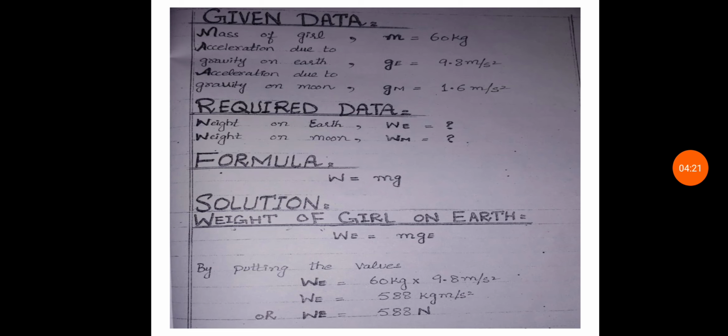Now in the solution, we first find the weight of the girl on earth. So for this, we have we equals to mge. By putting the values, we get m equals to 60 kilogram and ge equals to 9.8 meter per second square. By multiplying these two values, we get 588 kilogram meter per second square, and it is equals to Newton.